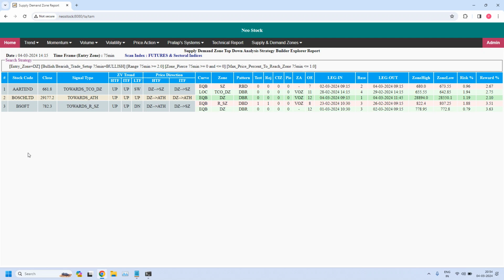Because they are within 1%, there are higher chances you may get a trade tomorrow. Moreover, the price is moving towards the demand zone. Within 1% it is there. If the price is down by 1% tomorrow, you will get an entry in any of these stocks.